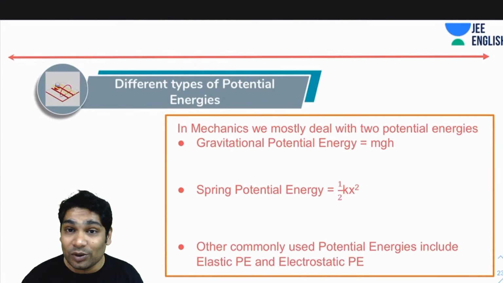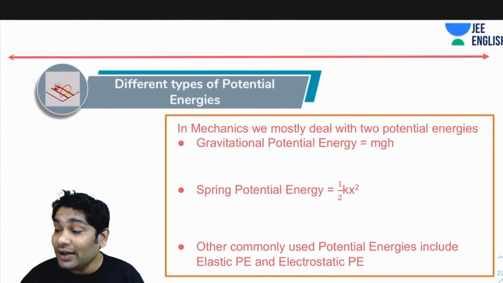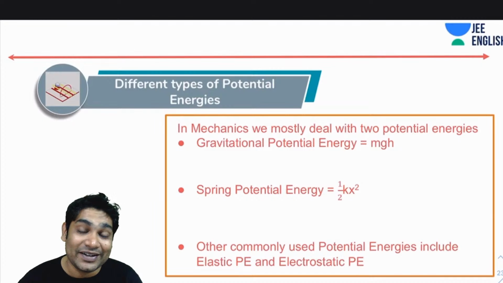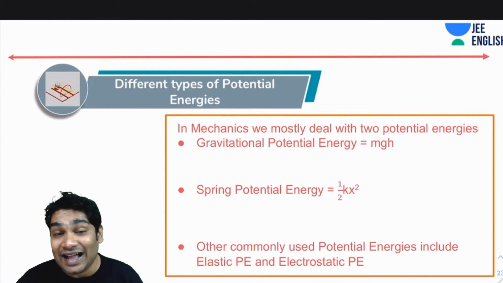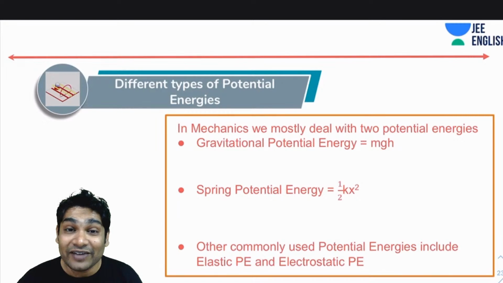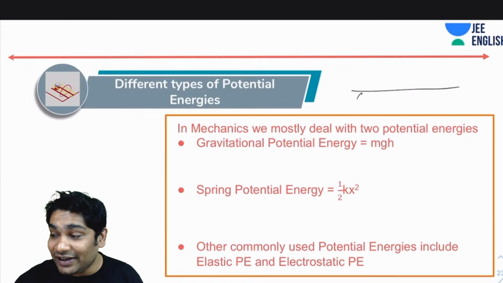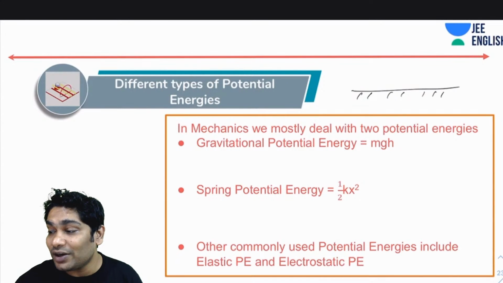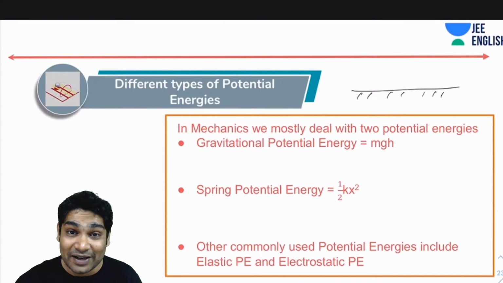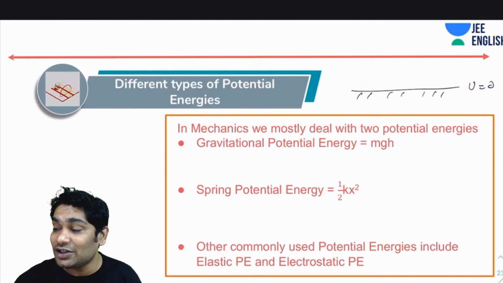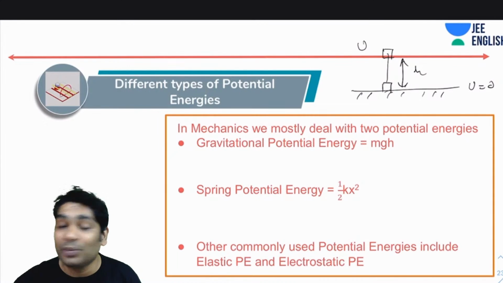I already told you, in mechanics we mostly deal with two potential energies. Gravitational potential energy, which we take as mgh, and why are we taking it as mgh? Most commonly we take the ground as the reference point. So if I'm choosing this as my reference point, this is my u equals 0 point. Let's say I have a point which is at a height h above this. What is u going to be here?